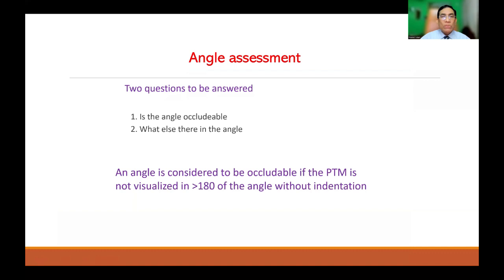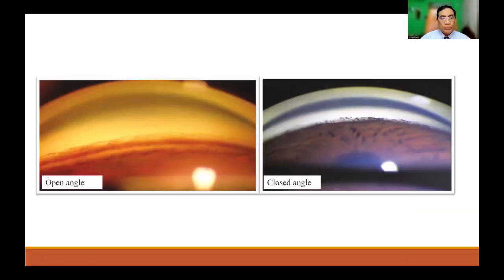So in angle assessment, we have two questions to be answered. Is the angle occludable? And what else is there in the angle, other than normal structures? Is there any pathological change in the angle? We must find it out. An angle is considered to be occludable if the pigmented TM is not visualized in more than 180 degrees of the angle without indentation. So that is the occludable angle, and you should be careful about that.